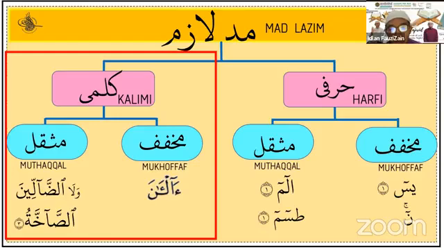But what I can say is that the important thing is that we know we need to read it 6 harakah, because all these four, we need to read it 6 harakah. For Lazim Kalimi, I think it's quite easy for us to categorize. For Lazim Harfi, it's actually quite difficult to categorize. But at least we know that it's Lazim Harfi, because from Lazim Harfi, both the Muthaqqal and Mukhaffaf, we read it 6 harakah. So we need to know it is Lazim Harfi, 6 harakah.